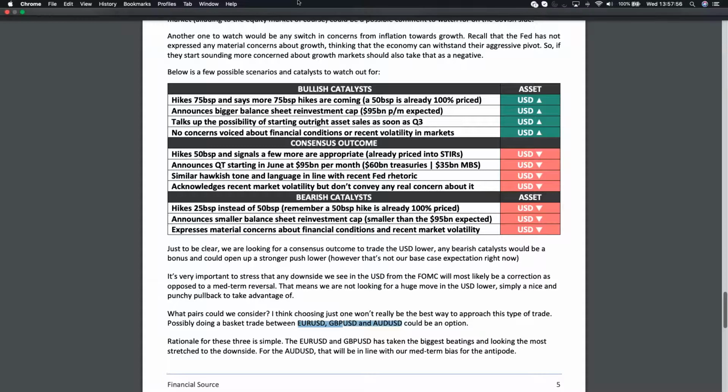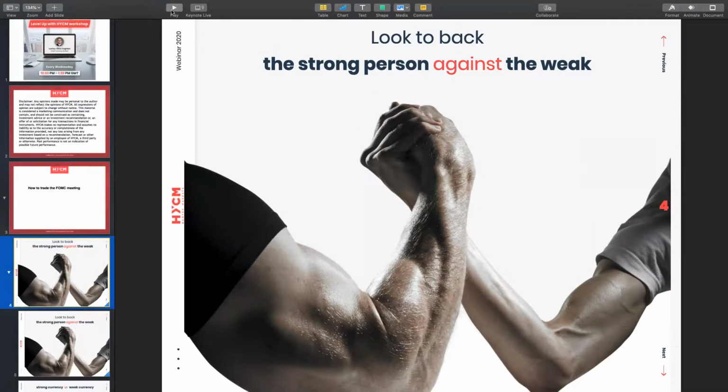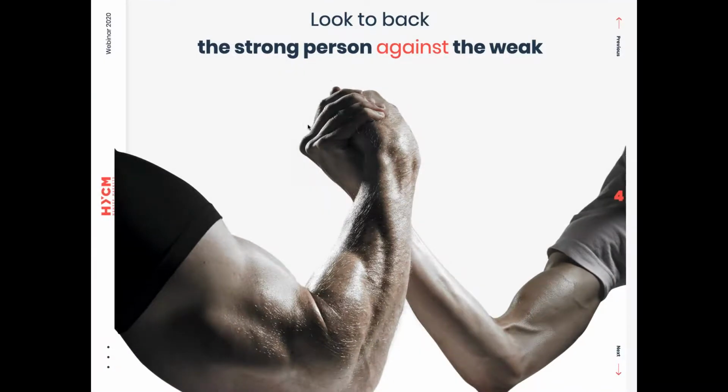And as I said at the start of the webinar, you've got just back strength against weakness. That's what you're always looking for. That's what I do. That's the service that I provide. Just helping people think like this, and then helping people sharpen their thinking so they can make sure they're backing the strength and the weakness.